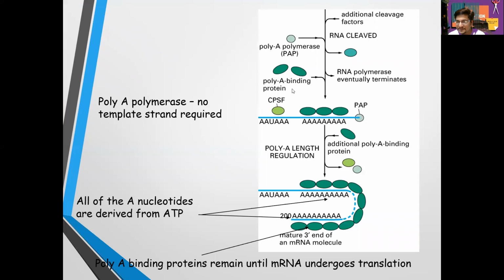I told you the site which it requires. And once the poly A tail is there, its length is going to be very, very important. All of the A nucleotides are derived from ATP only. And you can see the 3' end where the A is bound. Look at this, 200 A residues are shown over here. That could vary. And here the poly A binding protein binds, which prevents the messenger RNA from undergoing the degradation process.